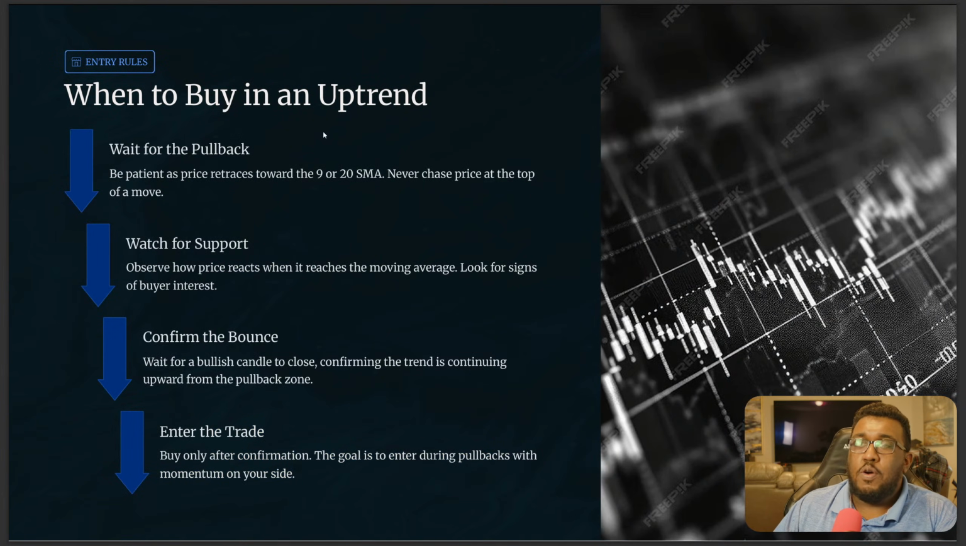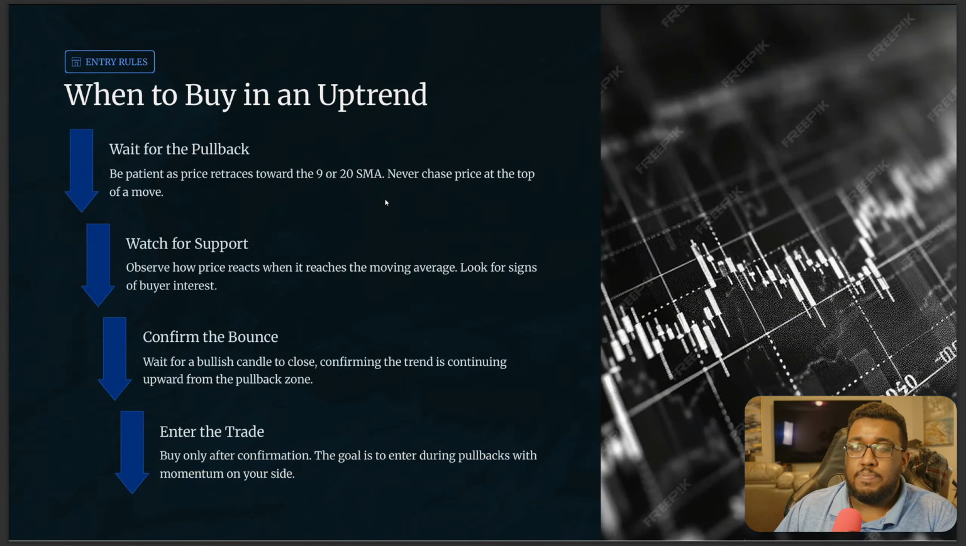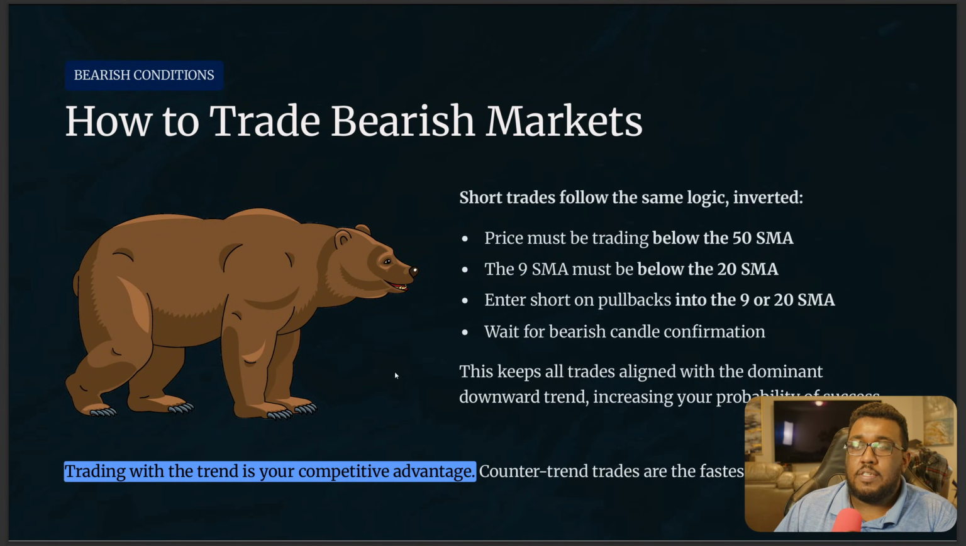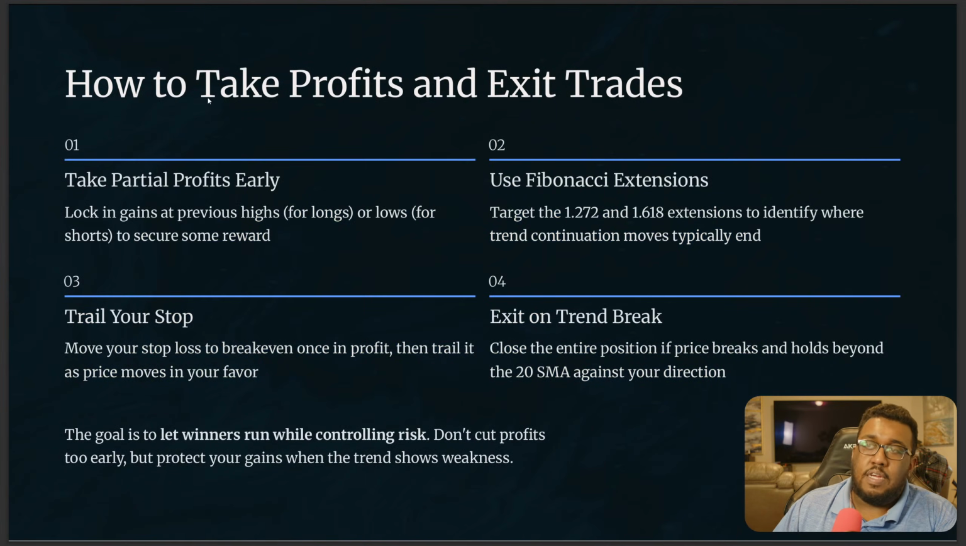But you know, when to buy an uptrend. So you wait for the pullback, watch for support, confirm the bounce, enter the trade. Once you know that you've established yourself inside that bullish market, how to trade the bearish markets, stuff like that, managing risk and placing stop losses, how to take profits, exit trades, take partial profits early, Fibonacci extensions, trail on your stop. This really works with stocks, not so much crypto because crypto exchanges suck like that. And then exit on trend break.